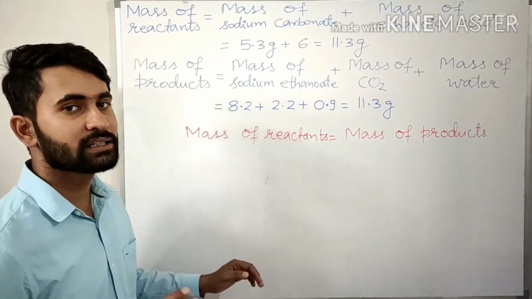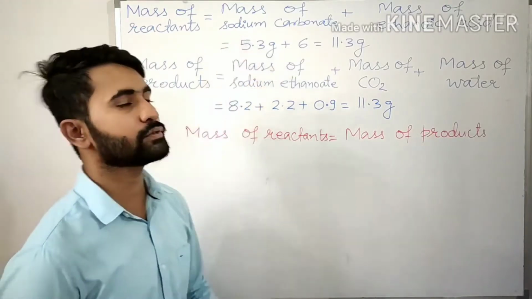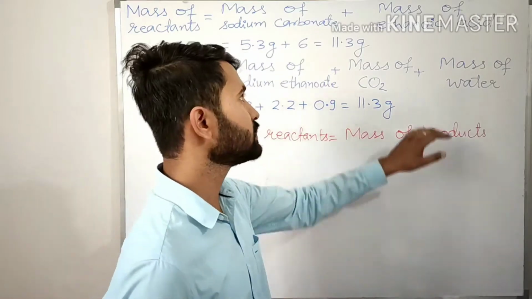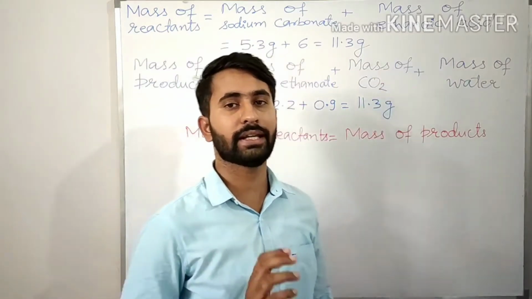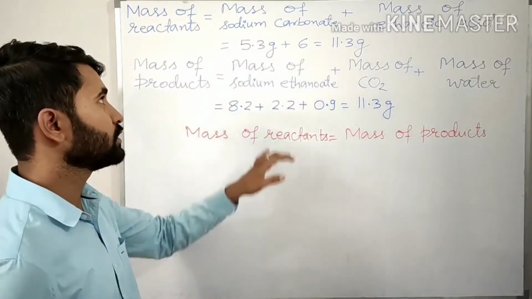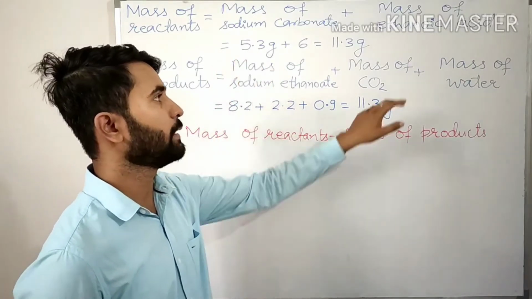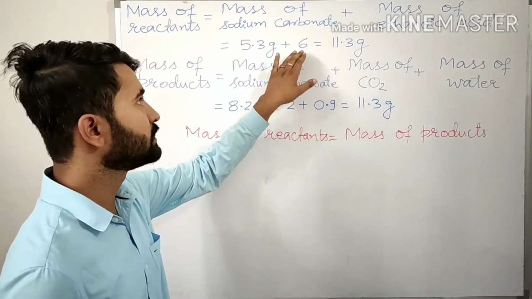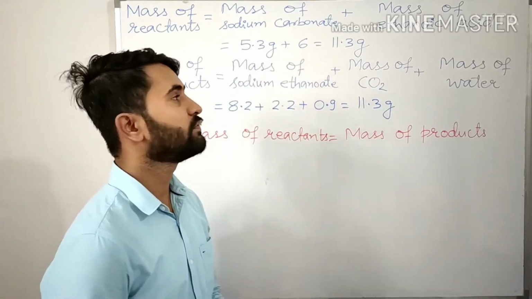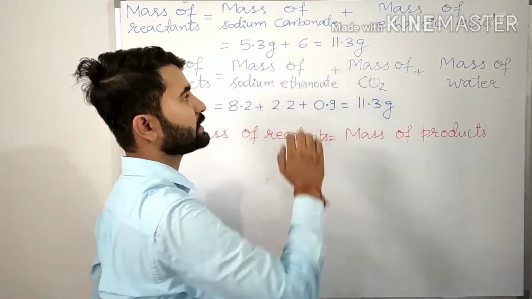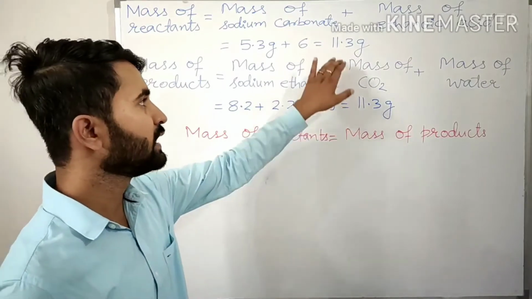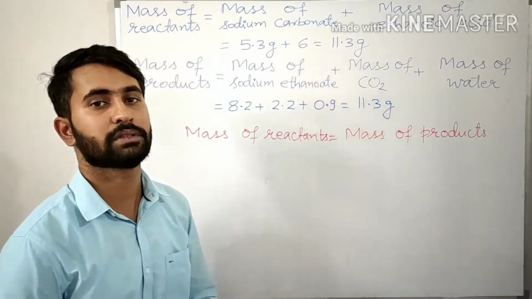Mass of the reactants will be equal to mass of sodium carbonate plus mass of ethanoic acid. The mass of sodium carbonate given is 5.3 grams and mass of ethanoic acid is 6 grams. So 5.3 grams plus 6 grams is equal to 11.3 grams.